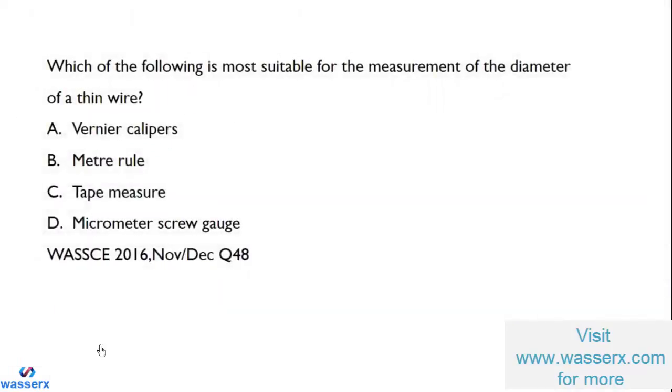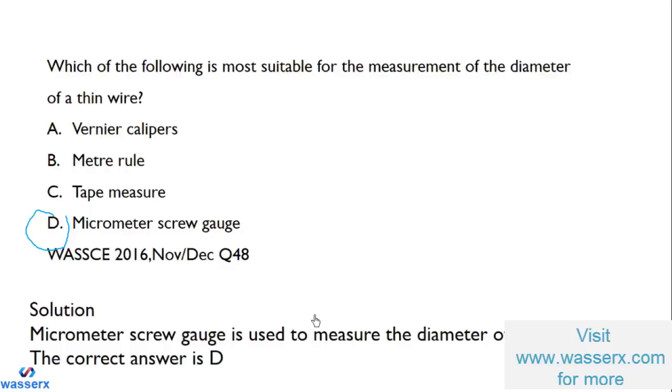Now let's take an example from WASSCE 2016 NOVDEC. This is question 8. Which of the following is most suitable for the measurement of the diameter of a thin wire? So we know the micrometer screw gauge. Micrometer screw gauge is used to measure the diameter of a thin wire. Therefore, the correct answer is option D.